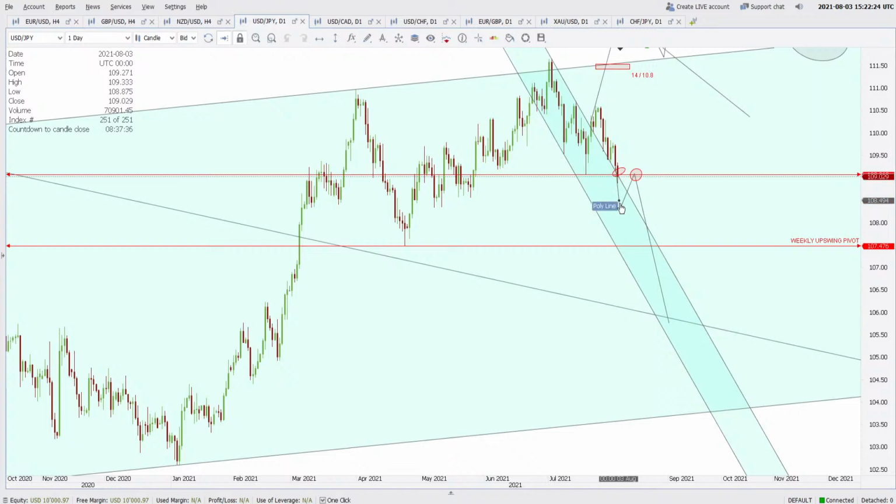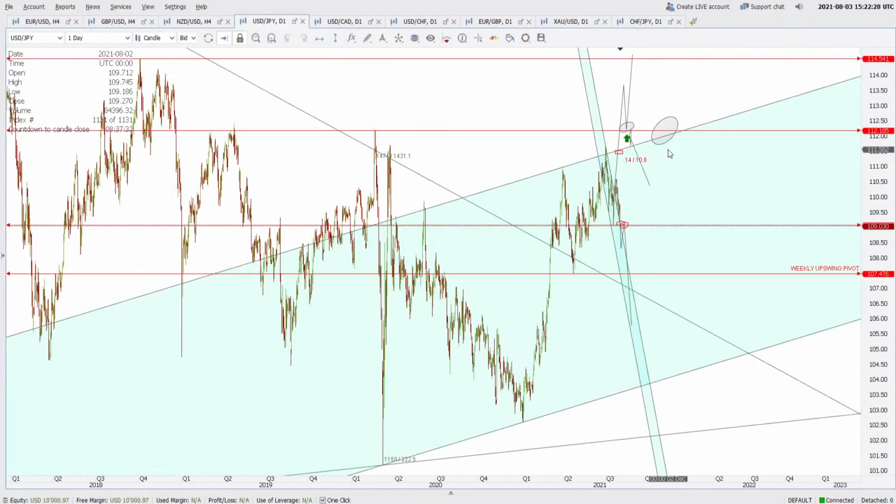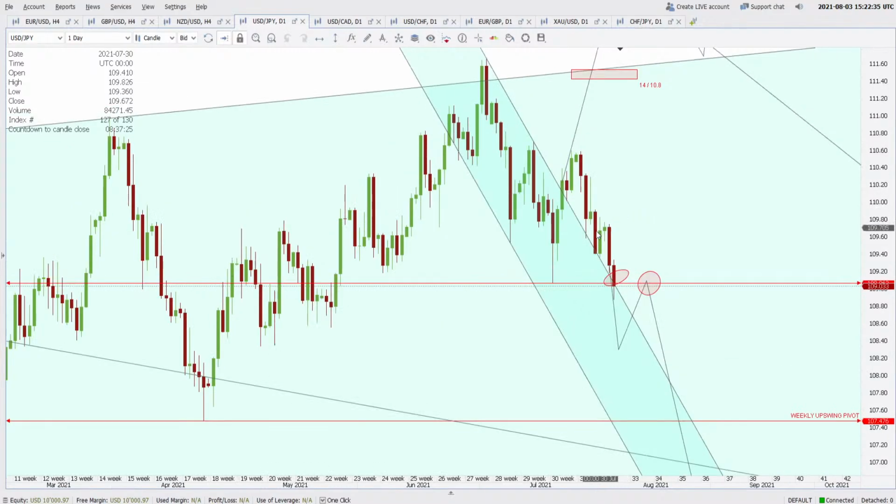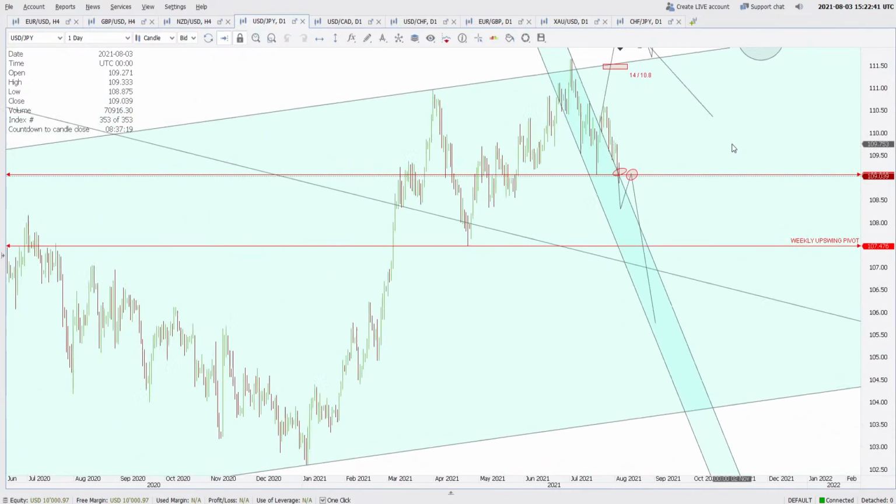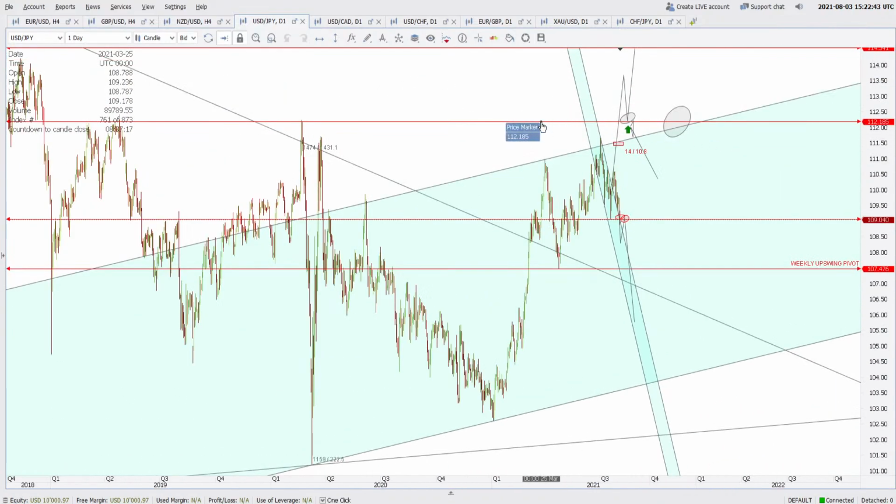So friends, to the downside, the next support is 107.47. On the upside, the resistances are huge. First is at around this rising channel resistance line, which as on today is at around 111.56 levels, and another resistance to the upside is around 112.18 regions.